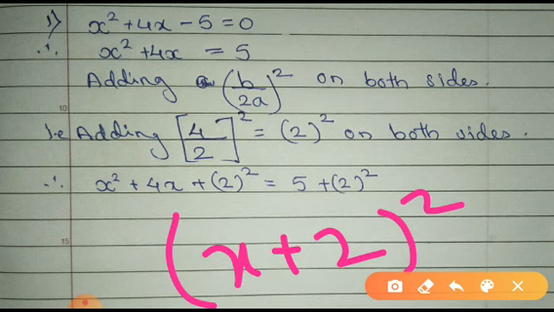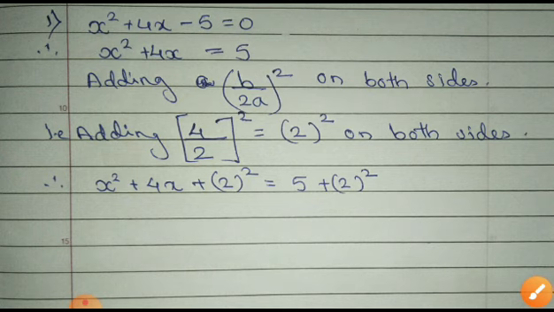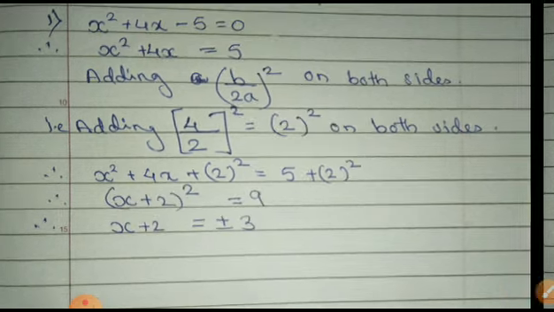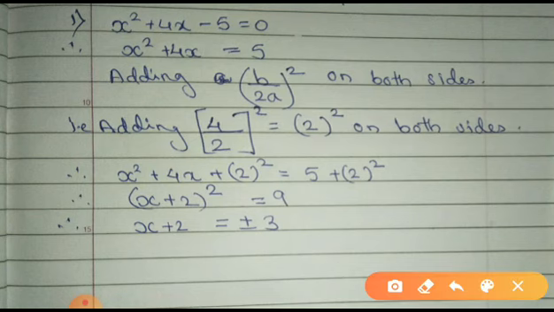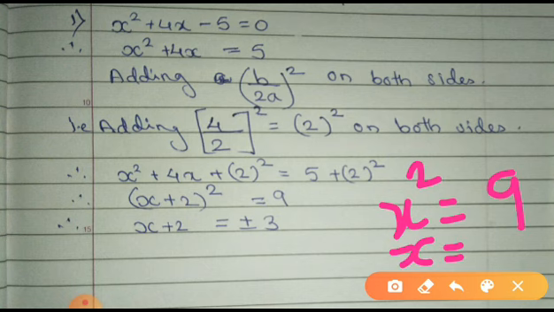Okay. And here, on the right hand side, you can simplify. So 5 plus 4 will be equal to 9. Okay, now what to do? If I have x square is equal to 9, I can write x is equal to plus or minus 3.